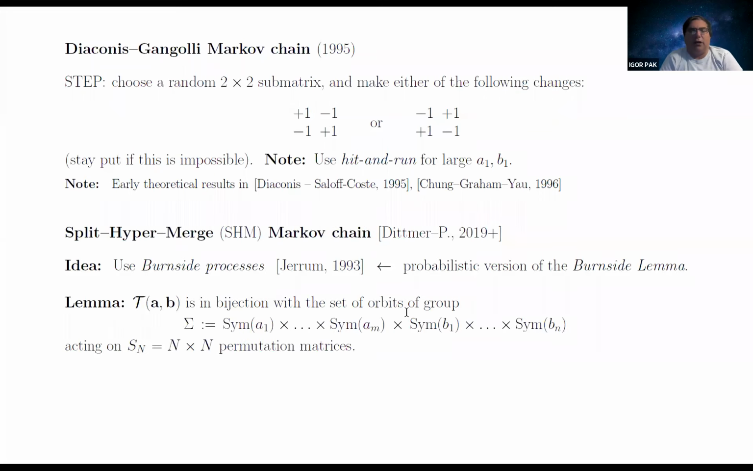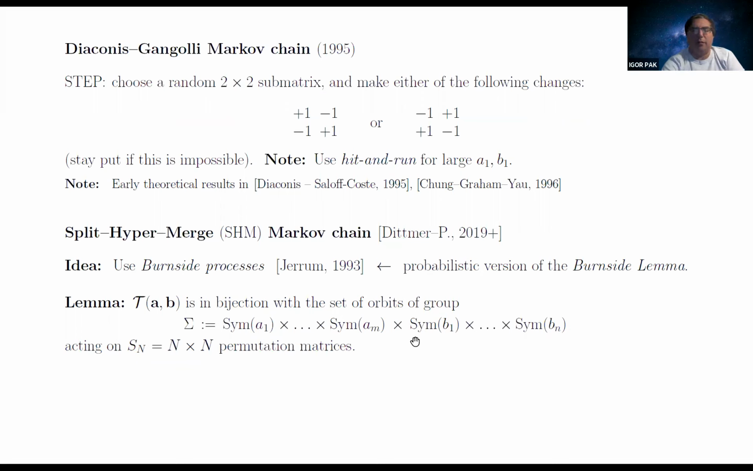So we have a completely different Markov chain. The way we did this is by using Burnside processes by Jerrum. I'm not going to explain much of that. But the way to think of it is as a probabilistic version of Burnside's lemma. And what I'm going to do is explain a key lemma, the basic idea in the paper, which says the following. The contingency tables are in bijection to a set of orbits under the action of a giant product of symmetric groups.